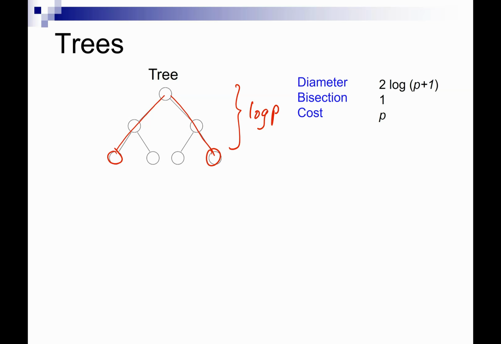But the problem is that it has a very low bisection width. So for example, if you cut the tree like this, there's very little communication bandwidth between this half of the tree and the other half, because all of the messages have to go through the single link.